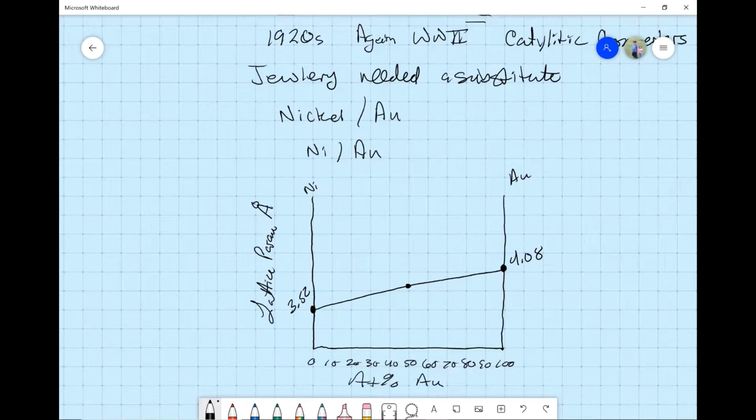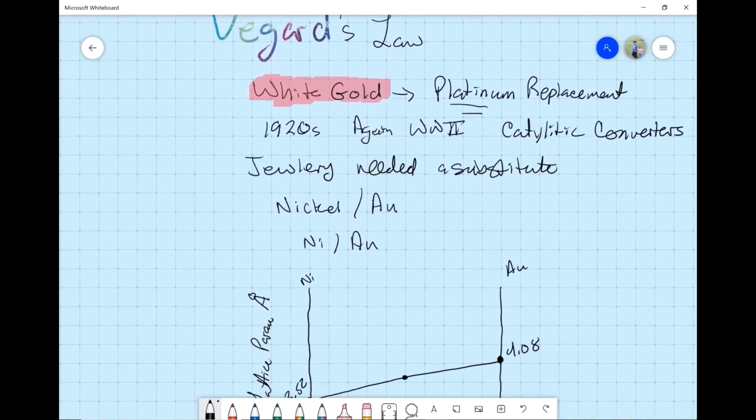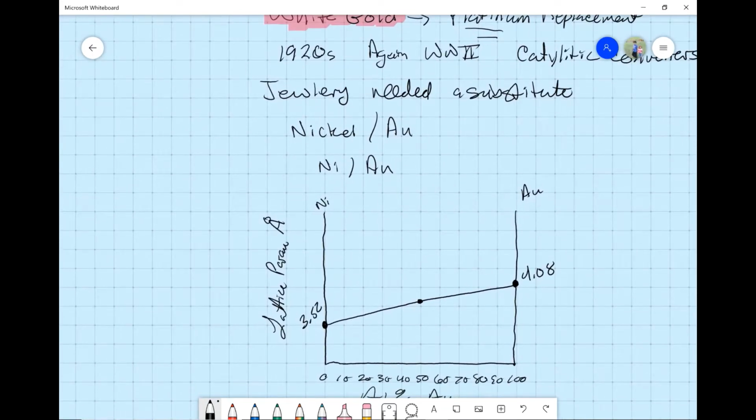So based on Vegard's law, the lattice parameter of a 50-50 mixture, assuming that things diffused into some sort of substitutional diffusion type of mechanism, would be roughly 3.8 angstroms for a 50-50 mixture. And so, kind of a practical use of Vegard's law.